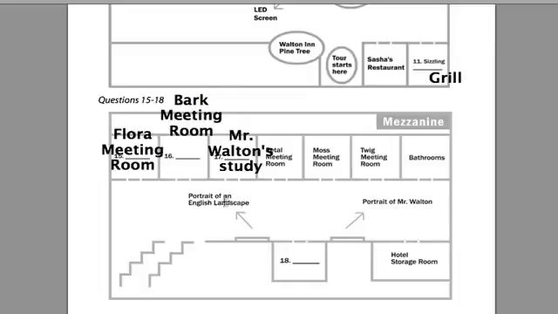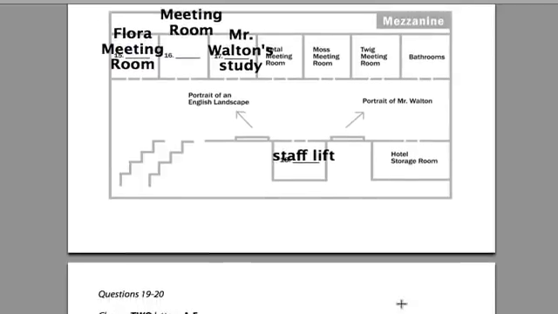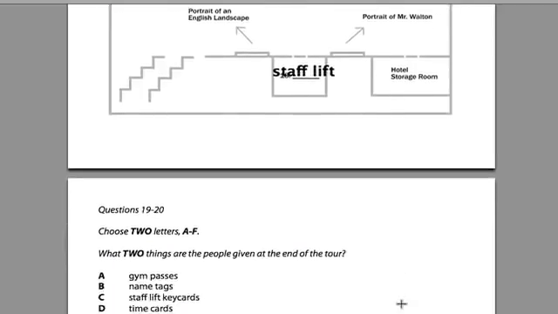Okay, and then they talk a bit about the portrait of Mr. Walton. I do not believe they mentioned the portrait of an English landscape, nor do they mention the bathrooms, nor do they mention the hotel storage room. So a bit too much information in this diagram. Here we have the staff lift. And he says that everyone will get a key card for the staff lift.